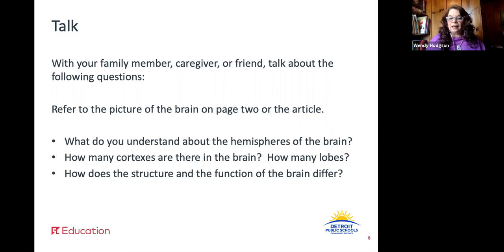How many cortexes are there in the brain? How many lobes? And how does the structure and function of the brain differ? That all comes from the picture on page 2 and also the segment of the article you read today, Dividing Up Brain Functions. So I'm going to have you pause the video now and have that conversation with someone. I'll see you back here in a minute.